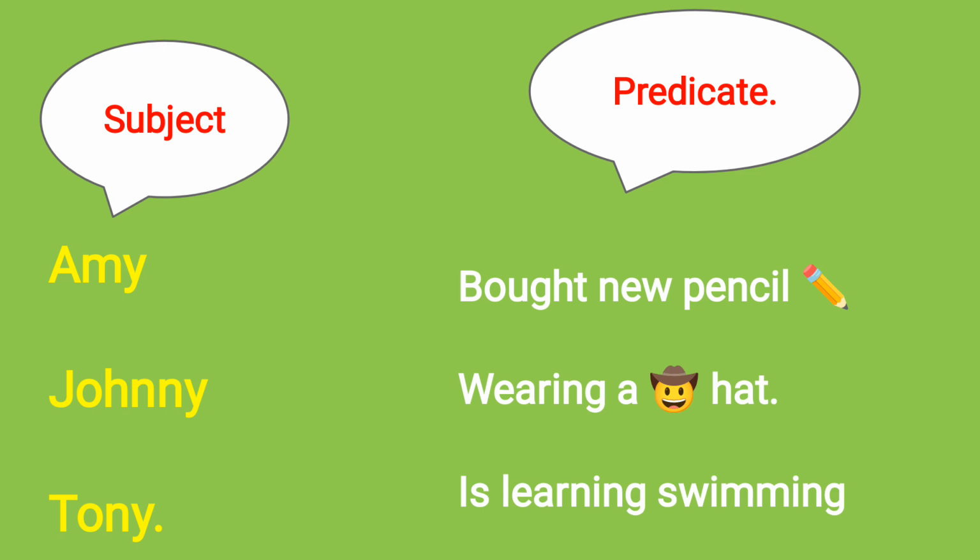Johnny is wearing a hat. Johnny is again a naming word. It's a noun. Tony is learning swimming. Again, Tony is a naming word. So subject is always a naming word. It's a noun or a pronoun. And the rest of the part of the sentence becomes your predicate.